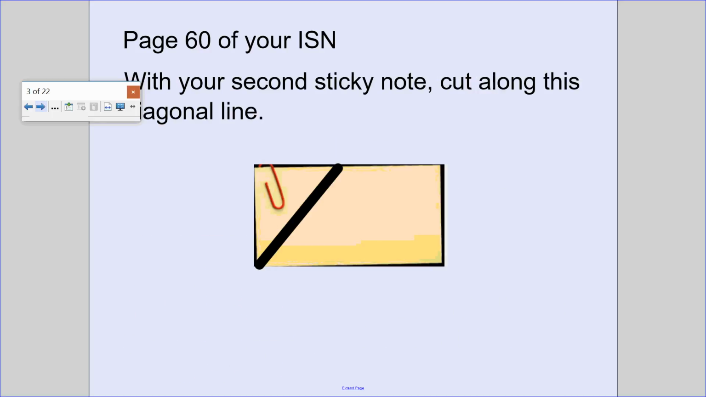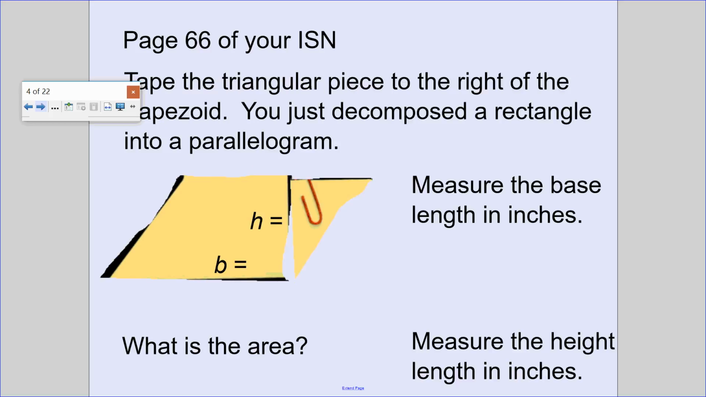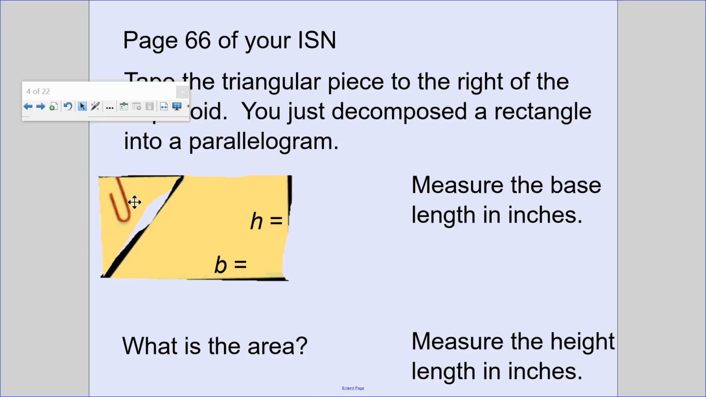So with your second sticky note, you're going to have another rectangle. You're going to cut along this line right here, then you cut along it, and you're going to translate it to the right side. So it's a rectangle. You cut off a right triangle from it, and then you translate it on this side. What we just did is we decomposed a rectangle. In other words, we broke down a rectangle and formed a parallelogram. Hence, this is a new type of quadrilateral, a four-sided shape.